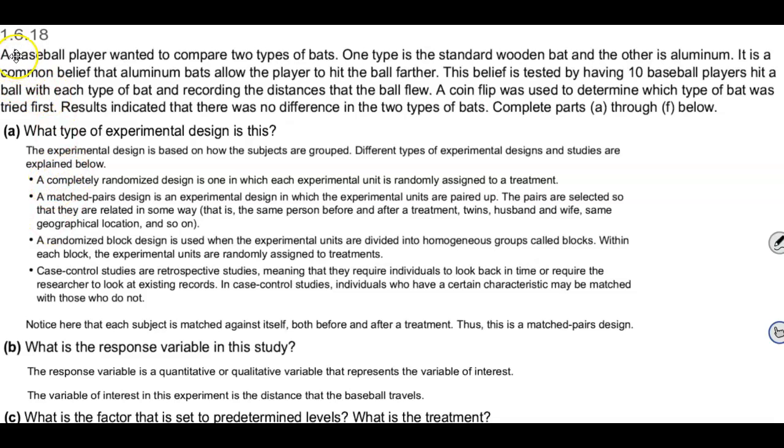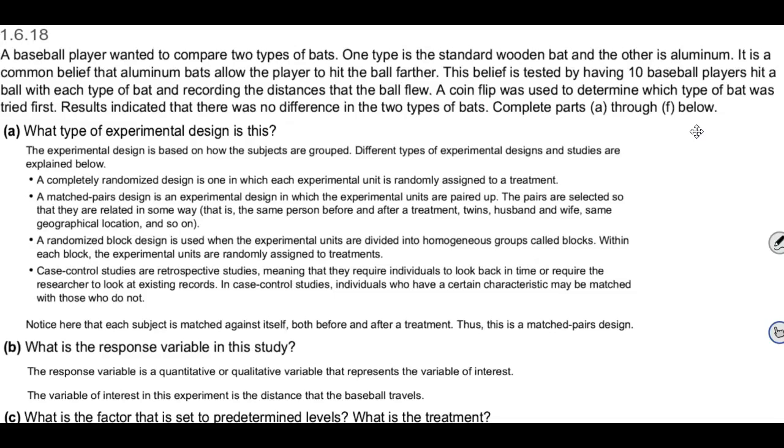Section 1.6.18. A baseball player wanted to compare two types of bats. One type is the standard wooden bat, and the other is aluminum. It is a common belief that aluminum bats allow the player to hit the ball farther. This belief is tested by having 10 baseball players hit a ball with each type of bat and recording the distance that the ball flew.